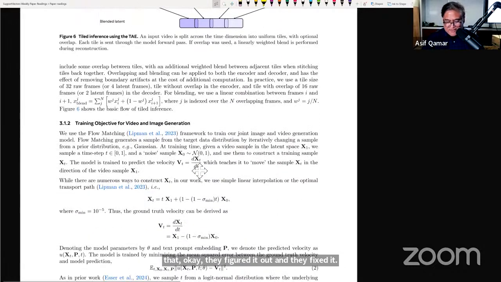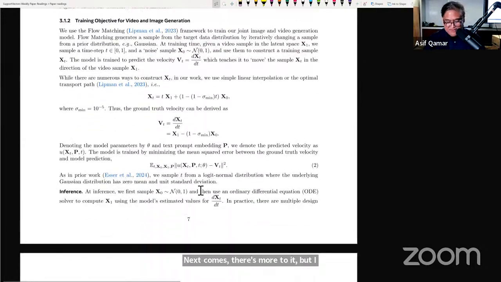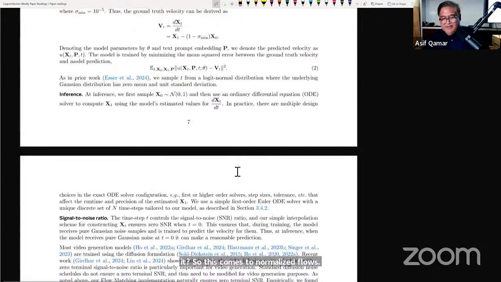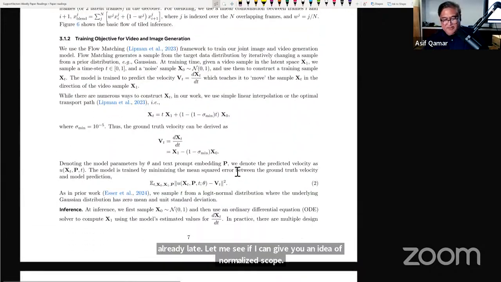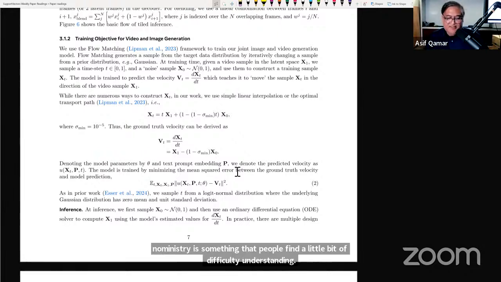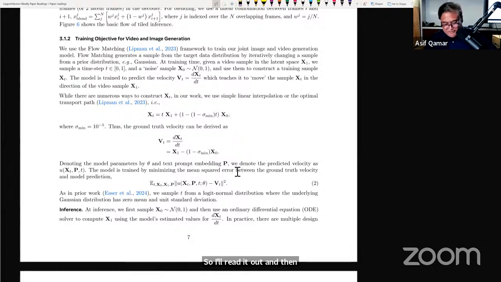There's more to it, but I want to come to the main training objective. How do they do it? This comes to normalized flows. Oh boy, it's already late. Let me see if I can give you an idea of normalized flow. Normalized flow is something that people find a little bit difficult to understand. So I'll explain flow matching and the whole theory of normalized flows.